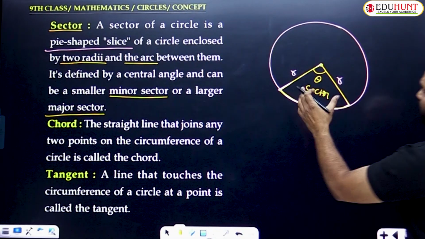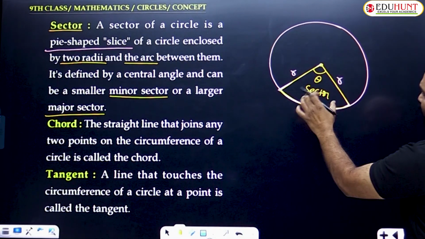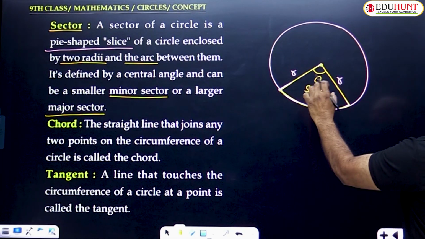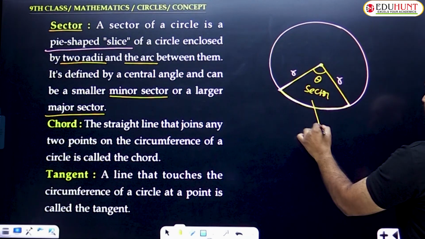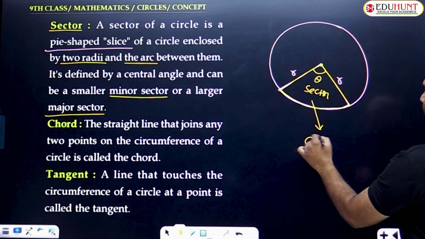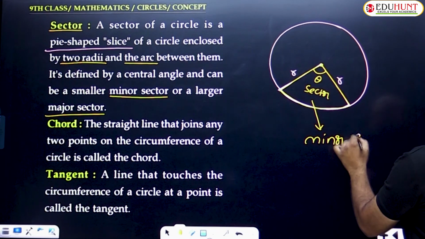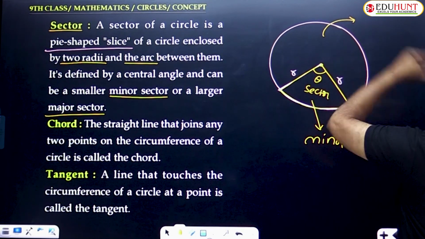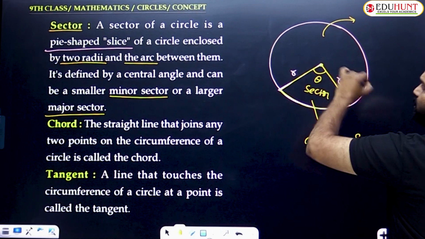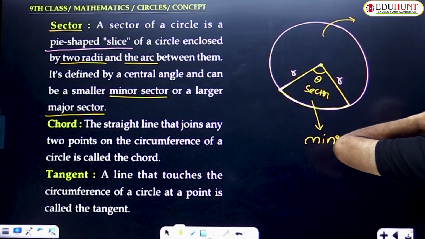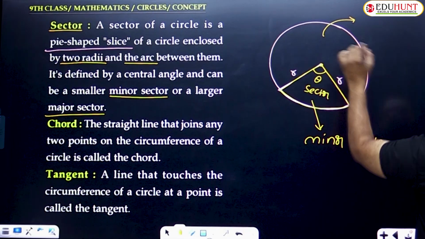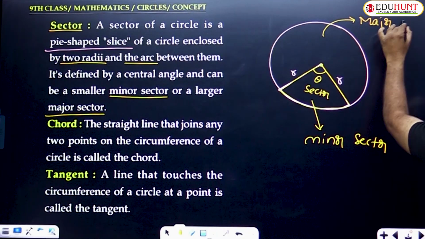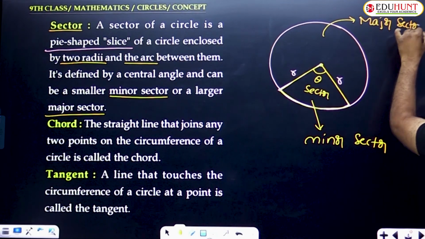So from the circle, two types of sectors can be obtained. The smaller part is called the minor sector. Am I clear? This is a larger part, it is also a sector. That is the larger part of the circle, and it is called the major sector. Am I clear?